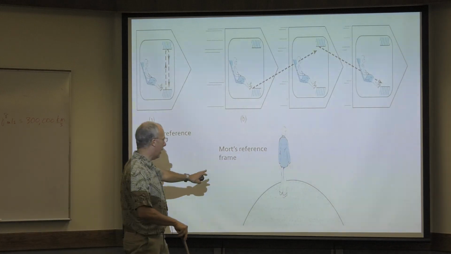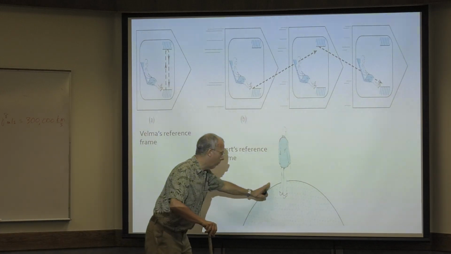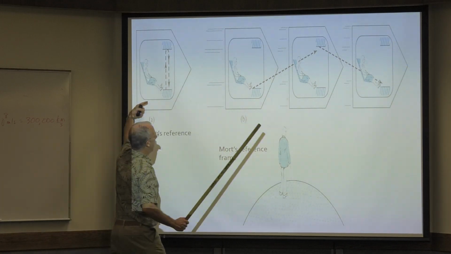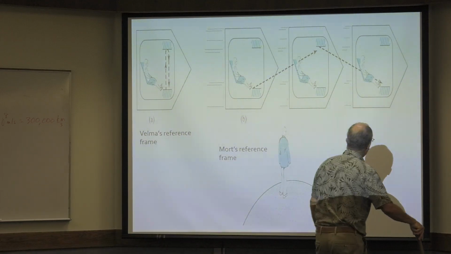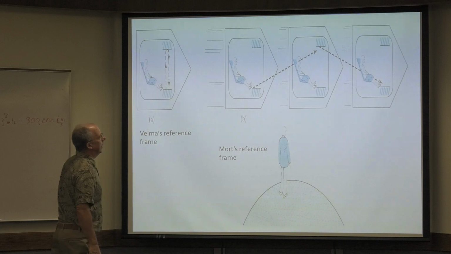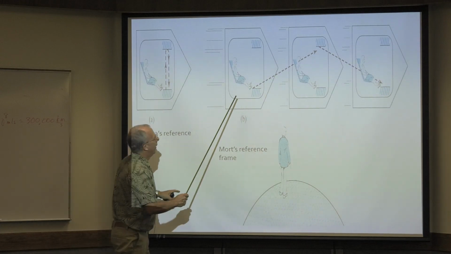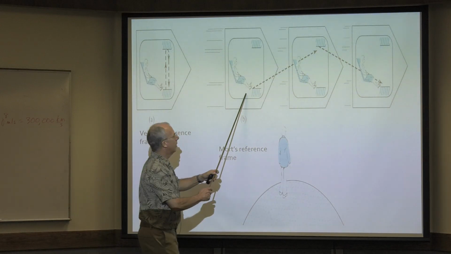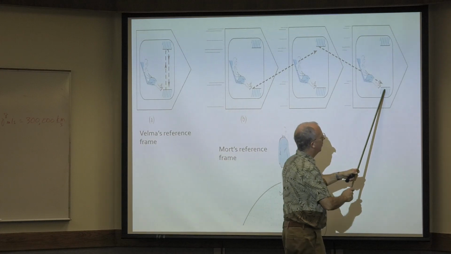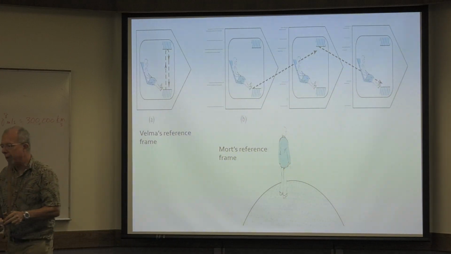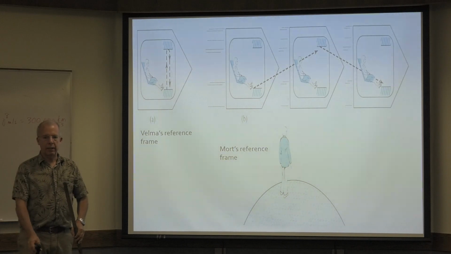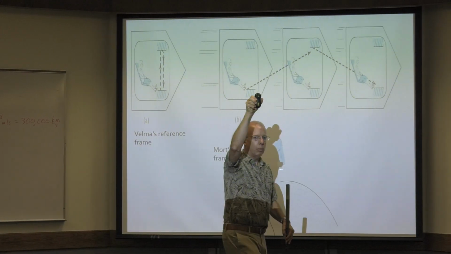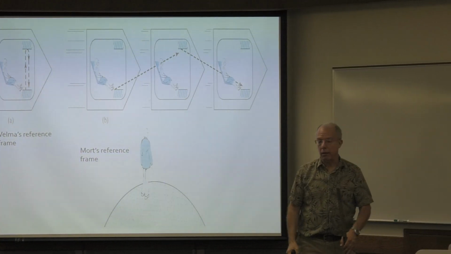Now let's look at it from the perspective of Mort. Mort's on the Earth or whatever, some weird planet, I don't care. And Mort sees Velma traveling to the right. So, what does Mort see? Mort sees the light. It doesn't just go straight up and down. It goes like this. Think about it. According to me, the light would just go like this, right? But if I'm moving relative to you, what does it do? It moves in a triangle. It goes like this.